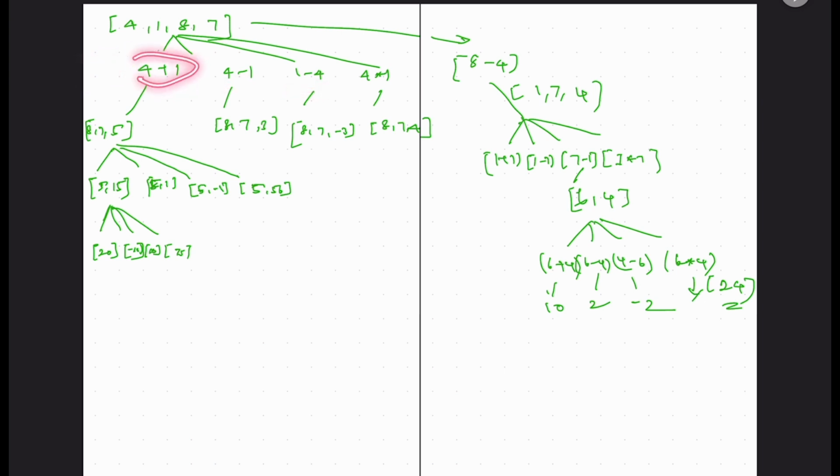Plus will be the same no matter what, x plus y or y plus x, but x minus y and y minus x won't be the same, right? That's why we are doing nums of i minus nums of j, and the same way here we do j minus i. Multiplication is also the same, x times y or y times x will give us the same answer. So that's why we are doing it this way.